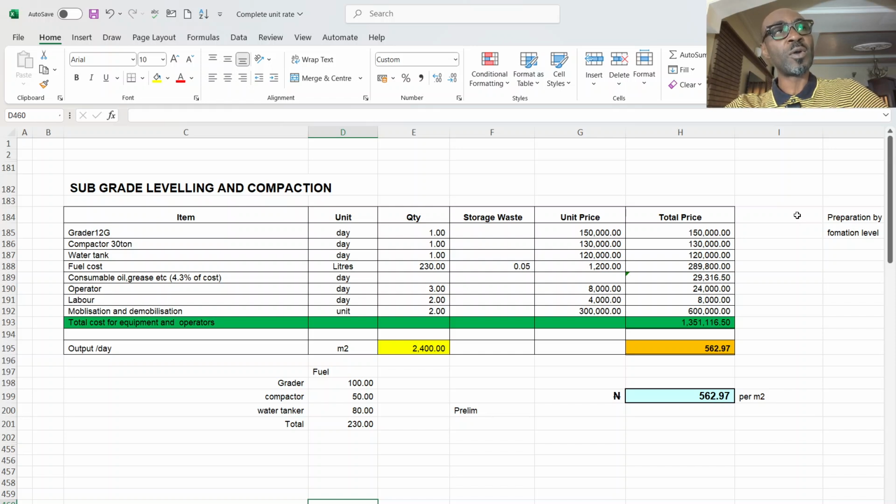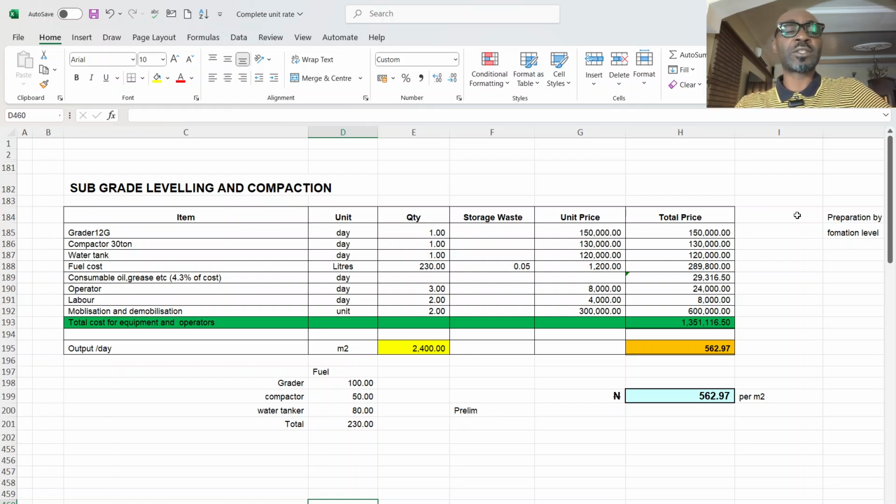The grader will grade till those areas that are a little bit high, because you've cut to the barest minimum. It will use the scarifier to till and then grade. Then the compactor will come on it and compact. Then the water tanker's activity is to spread light water on the soil so that the consolidation will be perfectly okay.